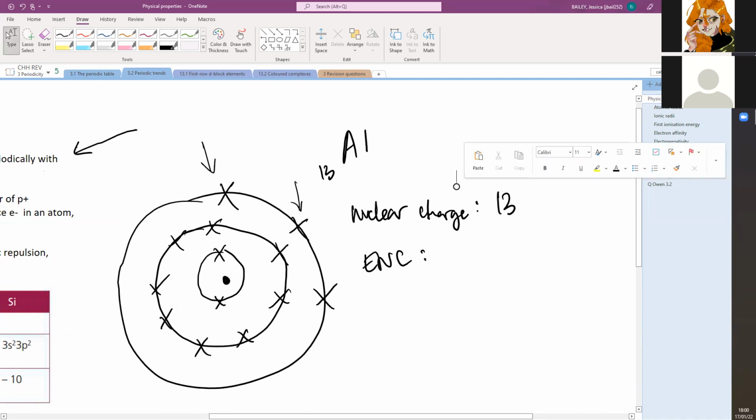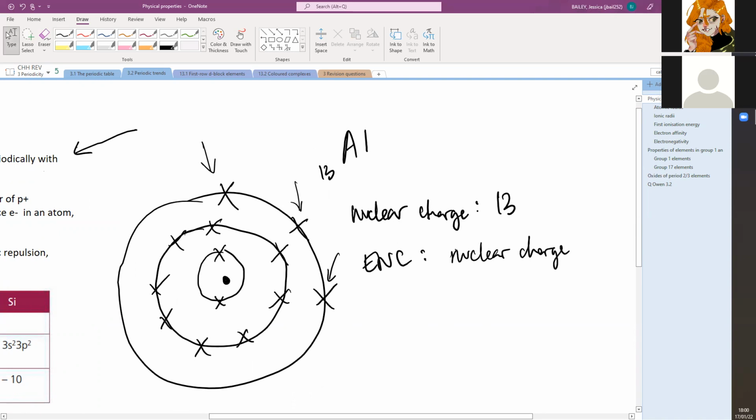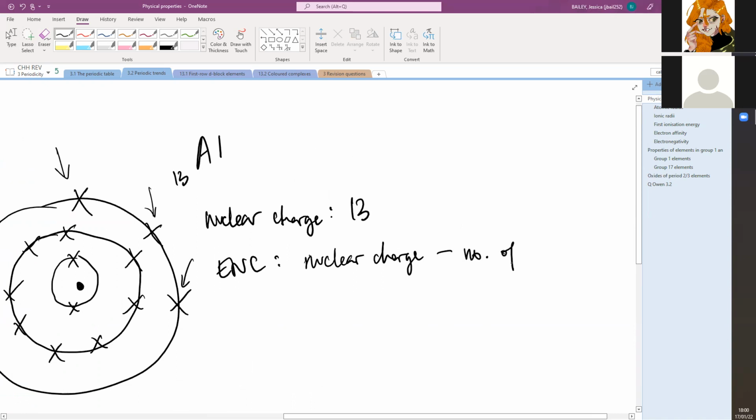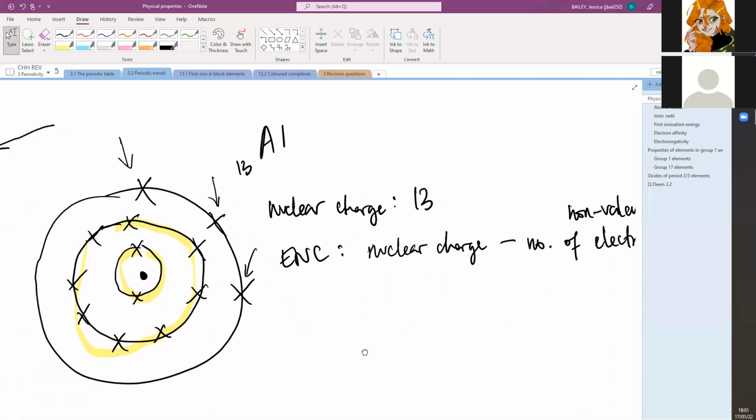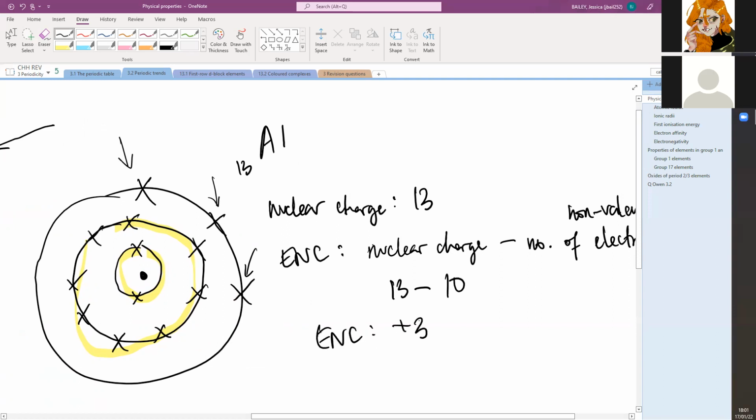And so you do that by taking the nuclear charge and subtracting the number of non-valence electrons. So basically all of these electrons here. And the reason we do that is so that you can see how strong that electrostatic attraction is. It's a little easier to reference electrostatic attraction when you use effective nuclear charge. And so here, my calculation for the effective nuclear charge would be 13 minus 10. So my effective nuclear charge is positive 3.